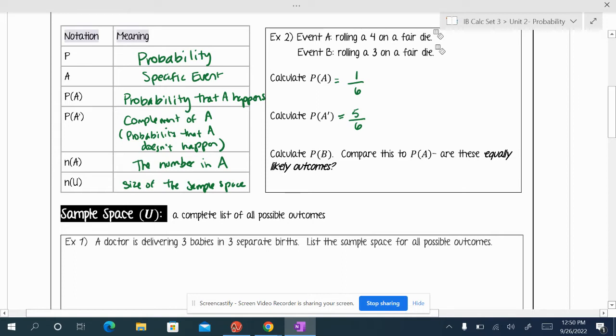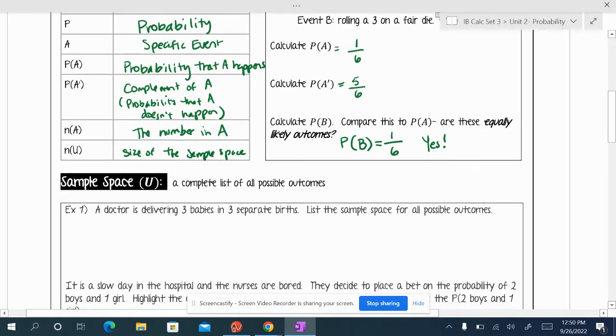Let's calculate the probability of B. Event B is rolling a 3 on a fair die. Let's compare this to the probability of A. Are these equally likely outcomes? Well, the probability of event B is going to be the probability of rolling a 3. That's going to be 1 out of 6. And are these equally likely outcomes? Yes, they have the same probability of occurring.